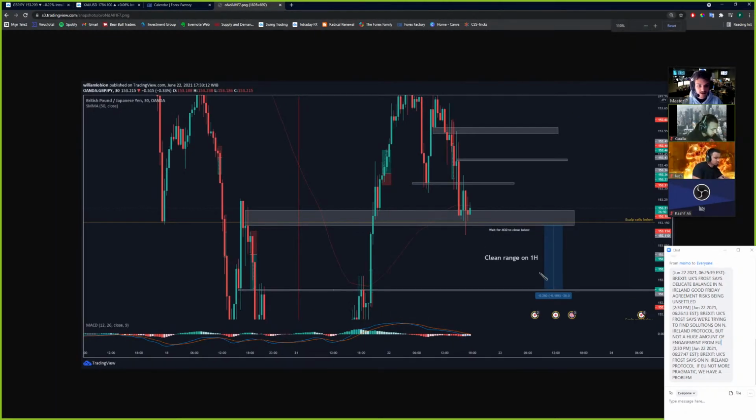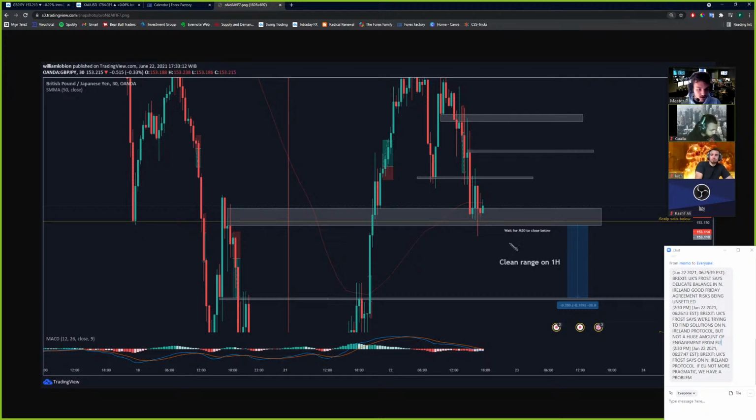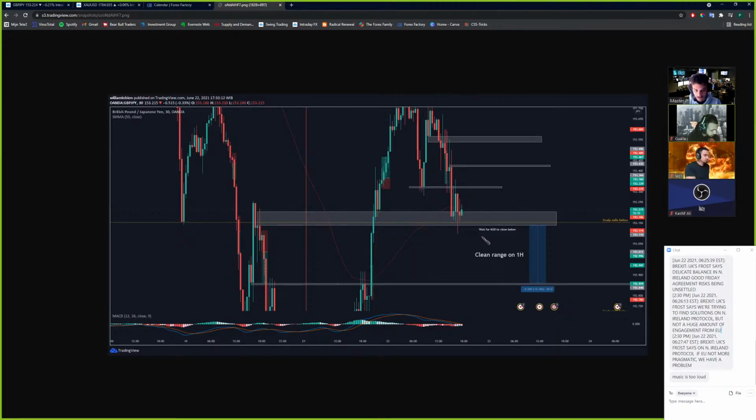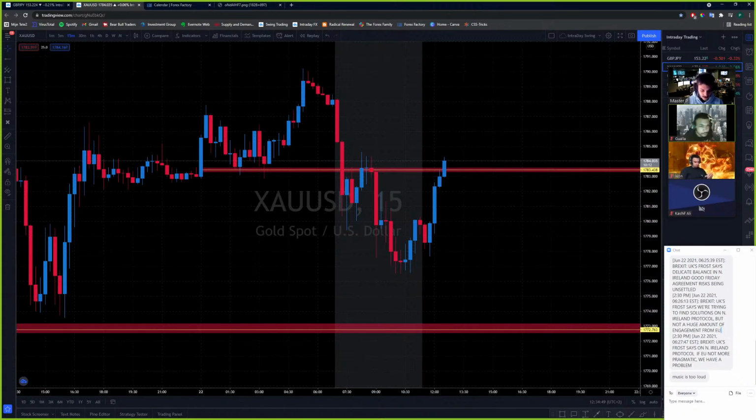This pound yen 30-minute. Wait for the 30-minute to close below the clean range on the hourly. I think that's a perfect plan. Wait for a close below this support. Really good idea. Looking at the same thing.